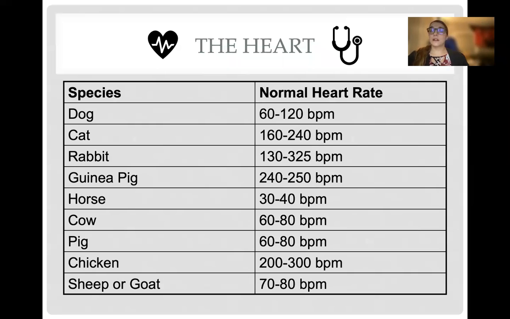And again, you guys, these are resting heart rates. These are normal resting heart rates. So of course, if the horse was exercising, it's going to increase. But this is if we were resting, standing. Cows are going to be a little bit higher than horses. They're around 60 to 80 beats per minute. And those are the same as pigs, which again are 60 to 80 beats per minute. Now, chickens and poultry can actually have quite a high heart rate, running around 200 to 300 beats per minute, and that's going to really depend on the breed of the chicken. And then our sheep and goats are very similar, and they will run around 70 to 80 beats per minute.